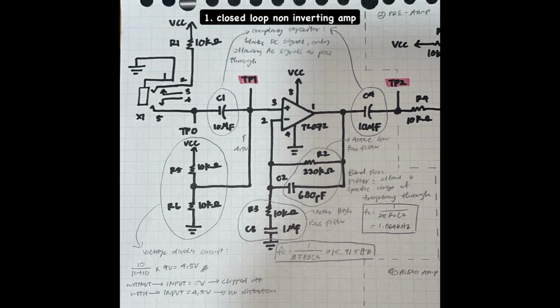Before moving on, let me provide you with some info on this IC. The TL072 IC is a low-noise JFET input op-amp which is ideal for bio signals. As you can see here, R2 and C2 form an active low-pass filter which helps me to determine the upper critical frequency. I derived the cutoff frequency of the low-pass filter by using this formula, 1 over 2 pi R2 C2, which got me 1.064 kHz.